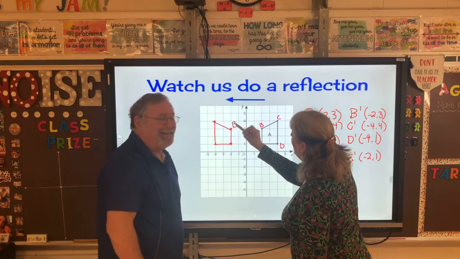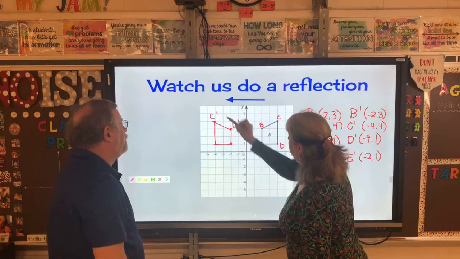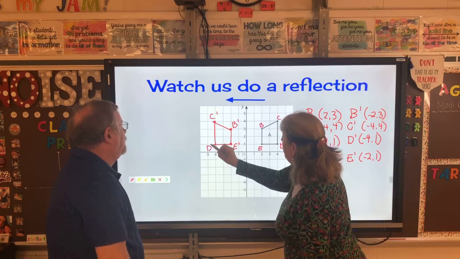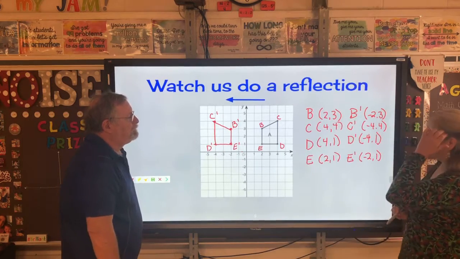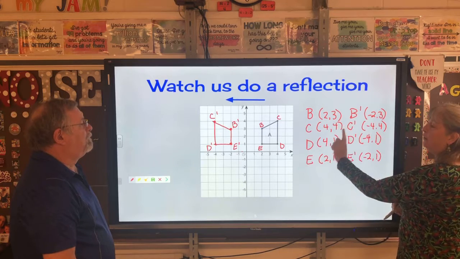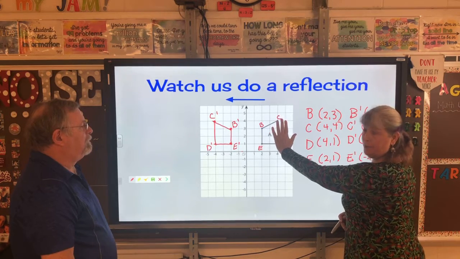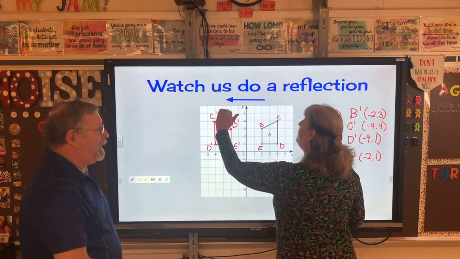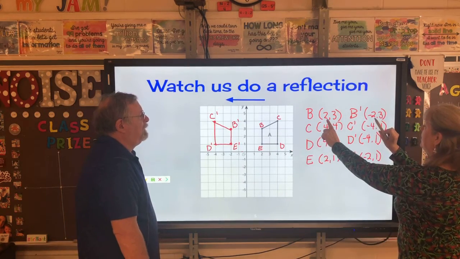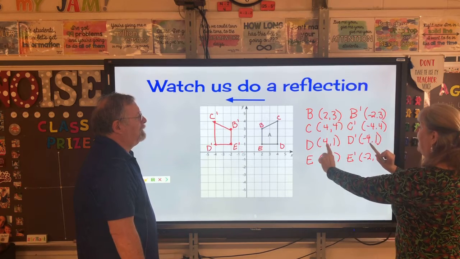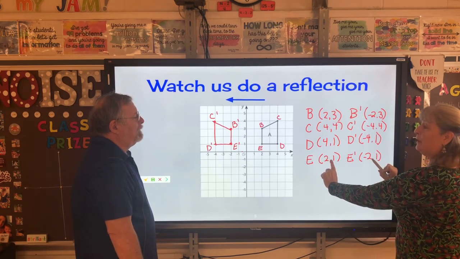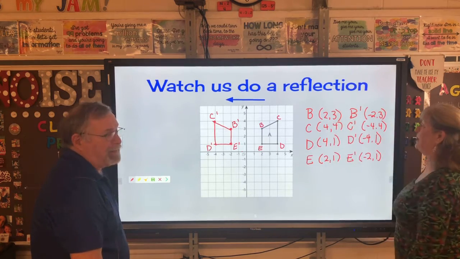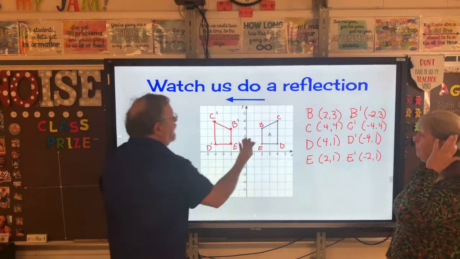But I am going to label them B prime, C prime. This one is E prime and this one is D prime. So let's look at the numbers, because I think that is important. We went from quadrant 1, positive, positive, to quadrant 2, which are negative, positive, and the only thing that changed was our X number, and it became a negative. The opposite side. Everything else is exactly the same. So really, it's just take it and flip it.